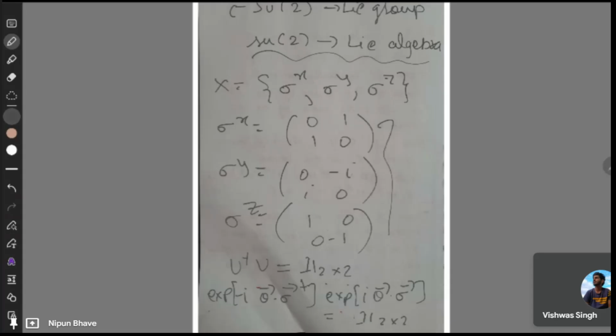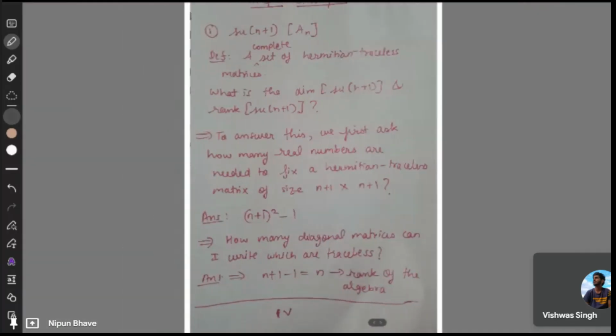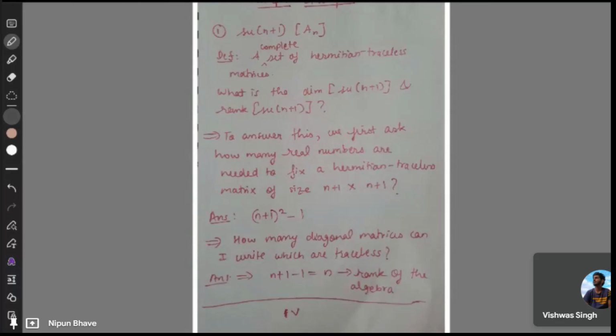And because you want U to have determinant 1, correct? Since U is the exponential of i theta dot sigma, the determinant of U is the exponential of the trace of sigma, so the trace of sigma should be 0. If sigma is traceless, then the determinant of U is 1. Those are the properties you require for the Lie group, and that is why the Lie algebra is defined like this. It is the set of traceless Hermitian 2 by 2 matrices in the case of SU2. The same thing you can do for higher dimensions, that is SU(n+1). It is the complete set of Hermitian traceless matrices.